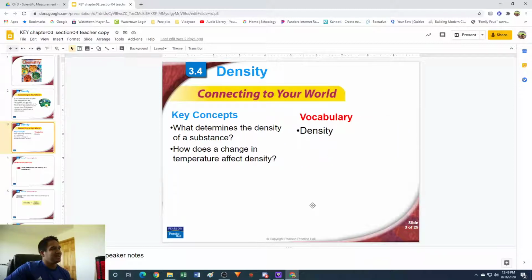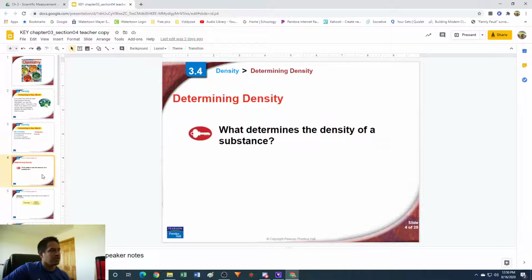Density is a very important concept in physical science and chemistry in general, and hopefully it's not something brand new to you and you've learned about density in the past, but this is going to be a little bit of a recap. So we'll talk about what determines density and how density changes with temperature.